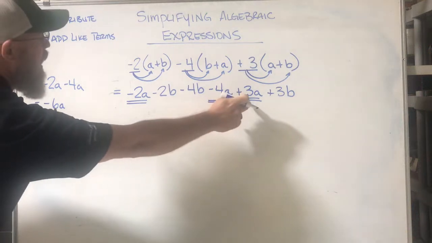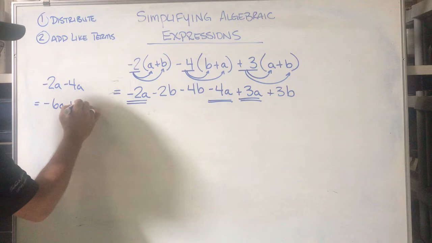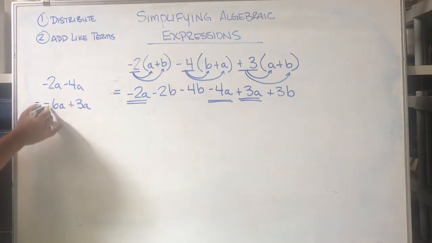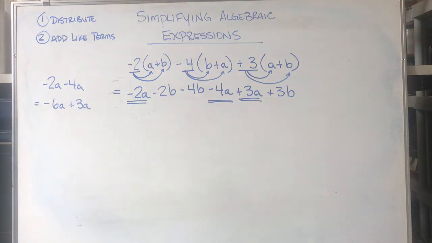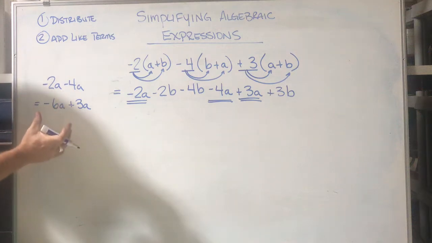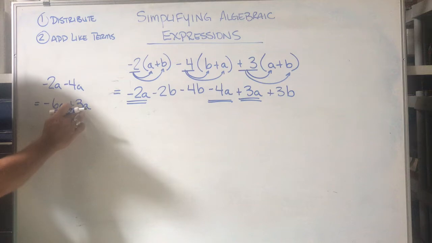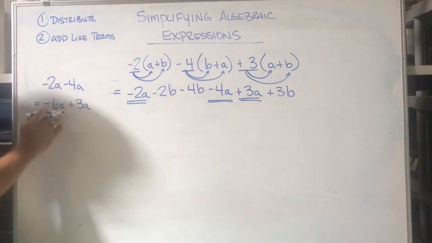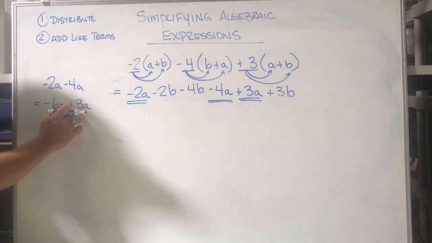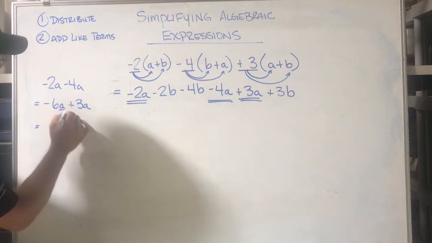Now we also have a positive 3a. So I'm going to add 3a to my negative 6a, right? Now, remember, we have opposite signs here. So what do we do? Well, the rule is that we will subtract the smallest coefficient from the largest coefficient. So 6 minus 3 is what? It's 3. So that equals 3. And we're dealing with a's.